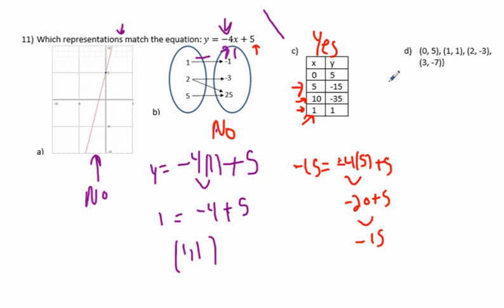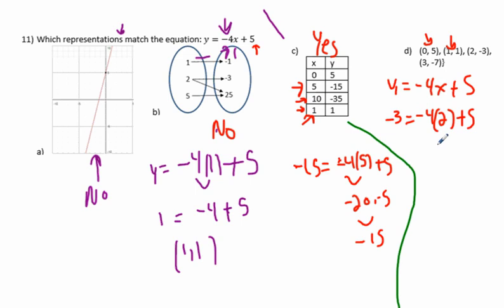Now let's look at this set of ordered pairs. We know that this one's true. We know that this one's true. Let's check the point 2, negative 3, and 3, negative 7, because we have not verified those yet. So I'm going to get my equation, y equals negative 4x plus 5. I'm going to substitute in a 2 for x, so negative 4 times 2 plus 5. I'm going to put in a negative 3 for y. I'm running out of room here. Negative 4 times 2 is negative 8 plus 5. Is that equal to negative 3? This is negative 3 equals negative 3. So yes, this one is true.